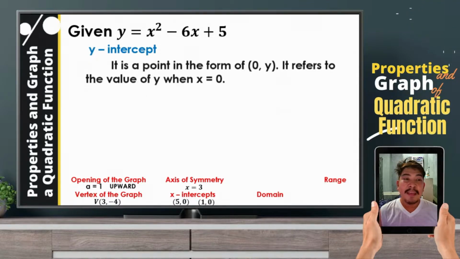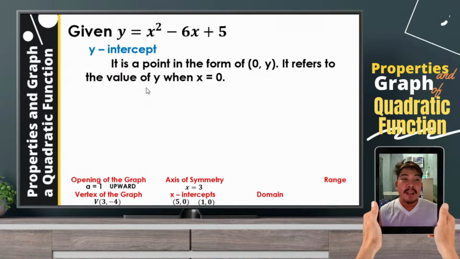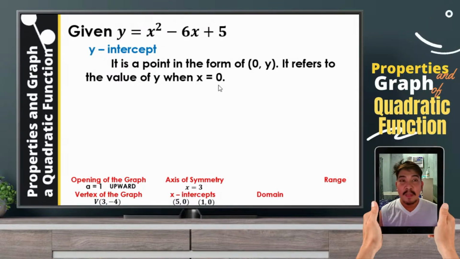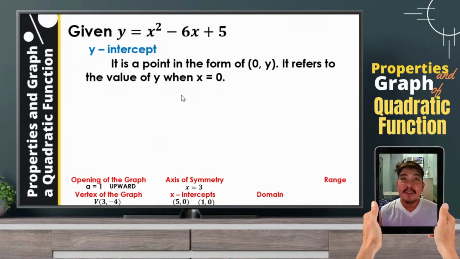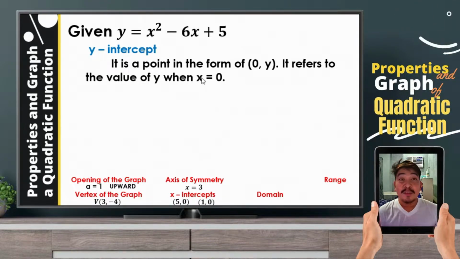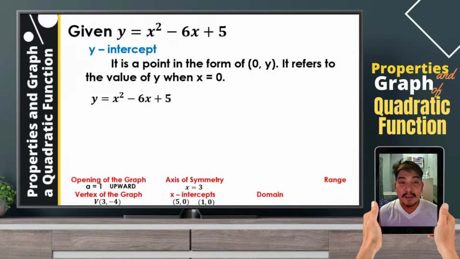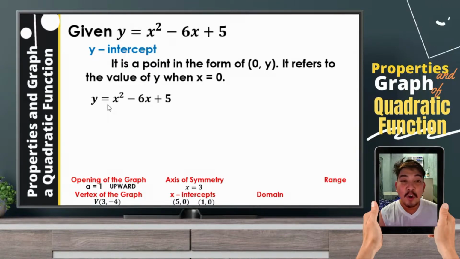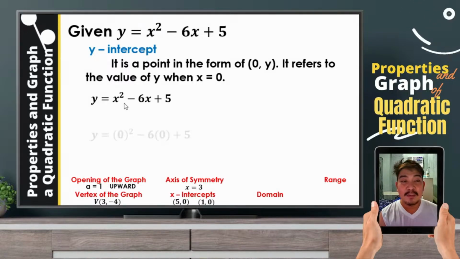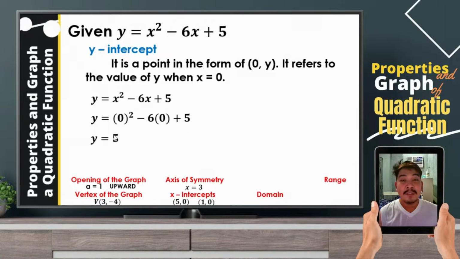The y-intercept is a point in the form of 0 comma y, and it refers to the value of y when x is equal to 0. So if it is the x-intercept, the value of y is 0. But if we are talking about the y-intercept, the value of x now is equal to 0. Okay? So y is equal to x squared minus 6x plus 5. Since we are looking for the y-intercept, we just need to change all those x variables to 0. Okay? So simplifying this equation, we now have y is equal to 5.